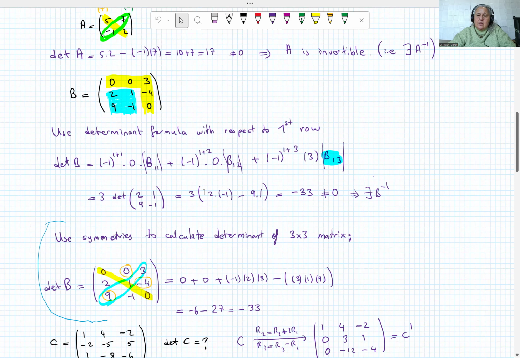That will give me -2 minus 9, that will be -11 times 3. That will be -33, which is not equal to 0. It means there exists a B inverse.